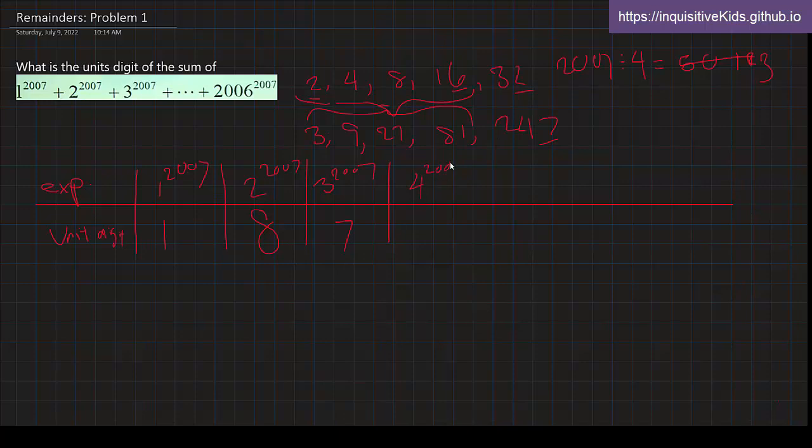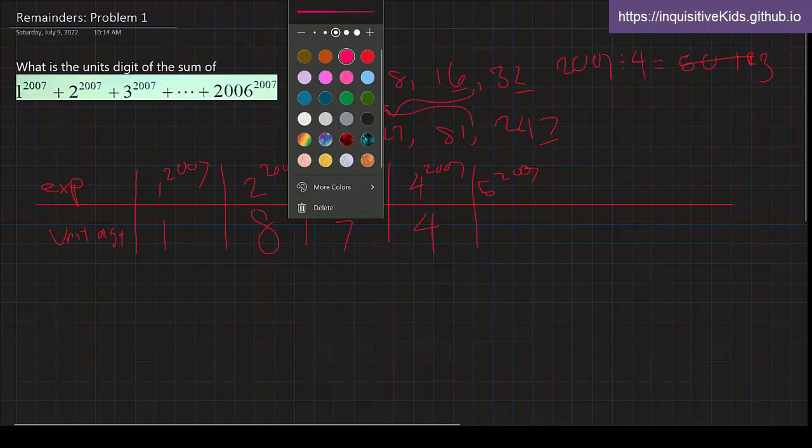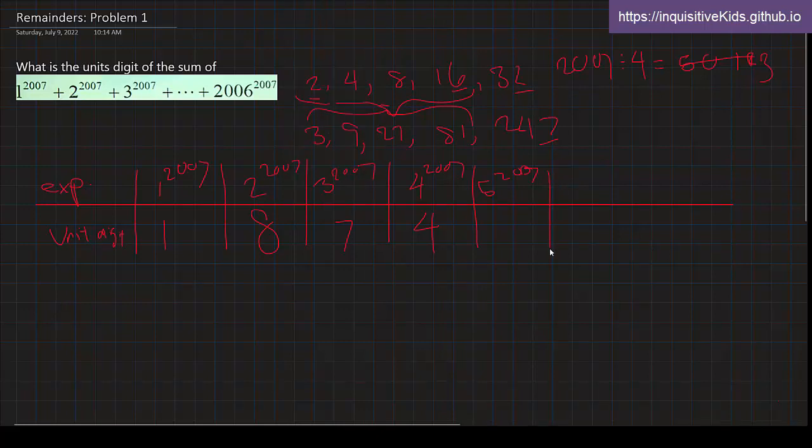Now 4 to the 2007th power. Just like 2 and 3, there is a pattern to this as well, maybe a little different. 4, 16, and back to 64. So it's 4, 6, 4, 6. 2007 is an odd number, meaning it's going to have a remainder of 1 when divided by 2. So this would be 4. Now let's look at 5 to the 2007th power. That's fairly simple because it goes 5, 25, 125, and so on. So it always has a units digit of 5.